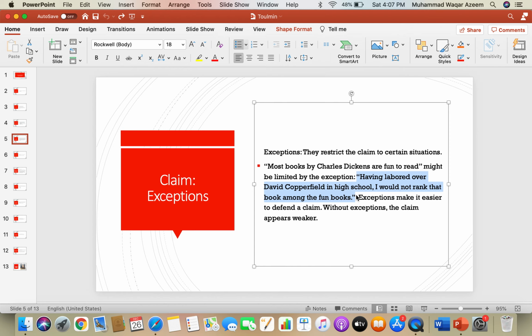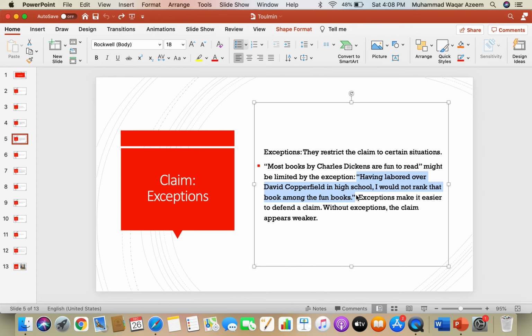In the second sentence, after the first sentence, the writer says, having labored over David Copperfield. Now, please remember that David Copperfield is a novel by Charles Dickens. It is a book by Charles Dickens. So, the writer says that having worked hard in understanding David Copperfield in high school, that means the writer read this novel when he was in high school and he had to work hard in order to understand it. So, having worked hard on the book in high school, now from his experience, he can say that I would not rank that book among the fun books.